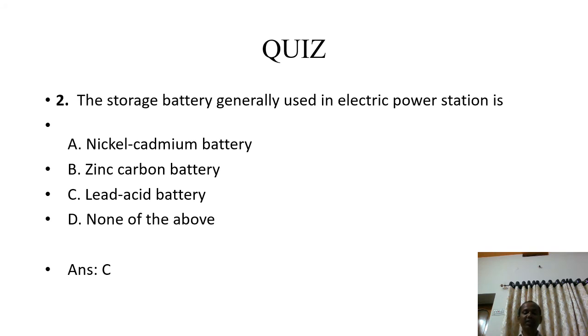So the question is, the storage battery generally used in electric power stations is: A. Nickel cadmium battery, B. Zinc carbon battery, C. Lead acid battery, D. None of the above. Which one is the correct answer? Already we have discussed it in the previous class. Can any one of you give the answer?